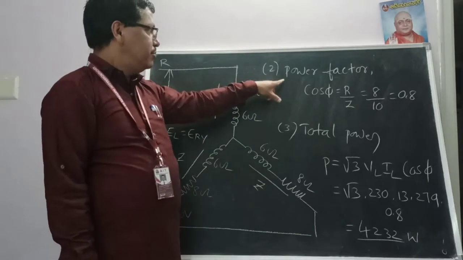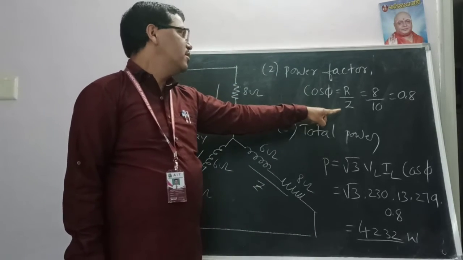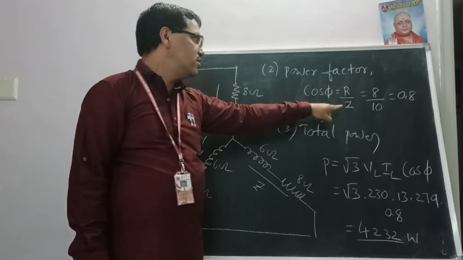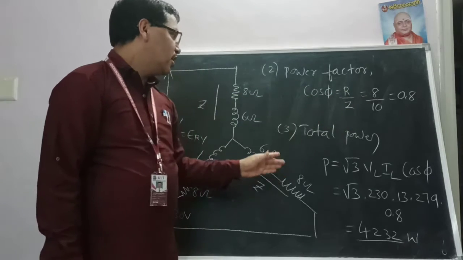So second point, power factor. We need to calculate the power factor. Cos phi is equal to R by Z. So R value is 8 as usual, and Z we already calculated as 10. So the answer is 0.8.